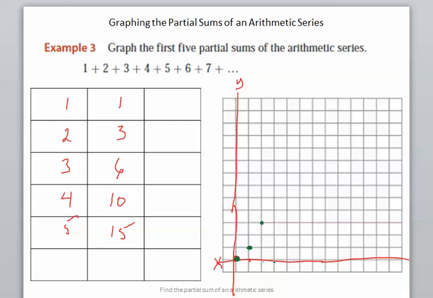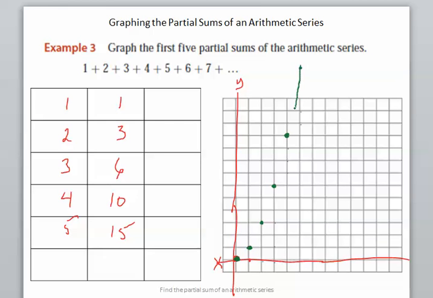At 4, our value was 10. 1, 2, 3. And see, I'm at 3. 4, 5, 6. At 4, it's at 10. 7, 8, 9, 10. And at 5, it's at 15. 1, 2, 3, 5. Could be up here.